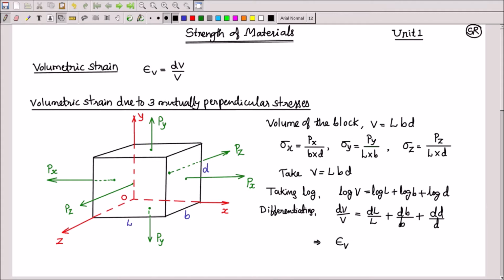dL by L is a ratio of change in length to original length, which is strain along x direction. dB by B is a change in width to original width, which is a strain along y direction. dD by D is the strain along z direction, epsilon z. So I can write the above equation as epsilon V is equal to epsilon x plus epsilon y plus epsilon z. So volumetric strain is the summation of individual strains along the three directions.